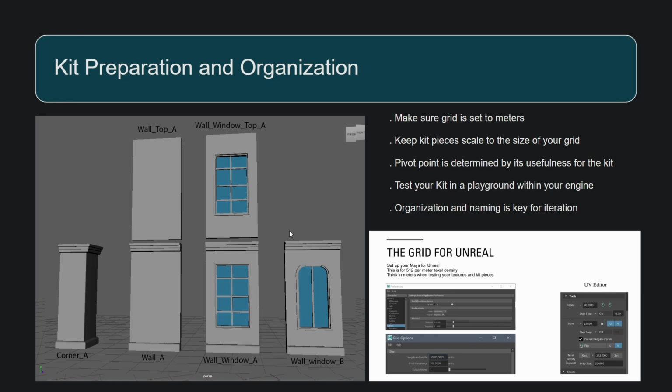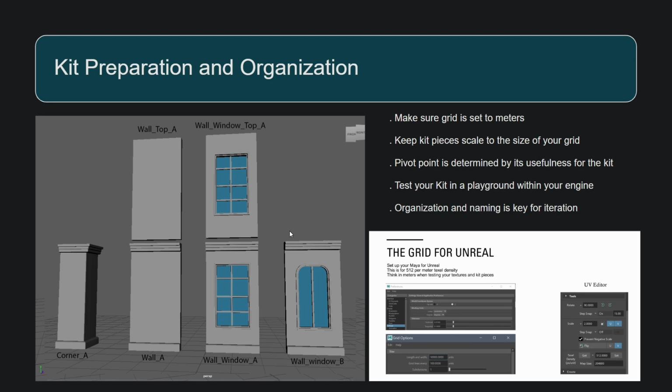So yeah, and then if you guys are doing more organic stuff, I usually like to put my pivot point somewhere in the center of my object, just so I have the freedom to rotate it around and not have a pivot point in a weird spot. That's what it comes down to when it comes to pivot points. Next up, though, I want to go ahead and talk to you guys about testing your kit pieces.